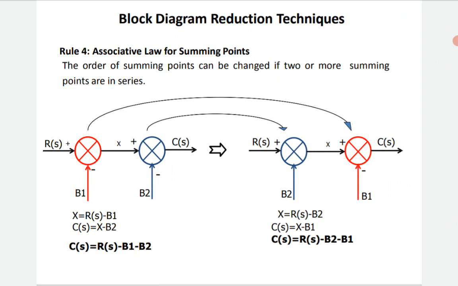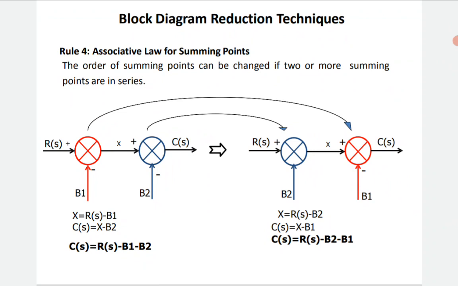Just focus on the left hand side diagram. When this X is fed to the blue color summing point, there another externally applied input signal B2 is provided with its gain negative, and C of S is the output. So what will be C of S? C of S is X minus B2, and X is R of S minus B1, so C of S is R of S minus B1 minus B2. These results should be unchanged when I am representing it in an equivalent form, that is available on the right hand side.